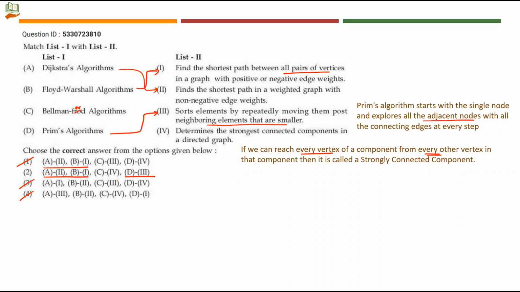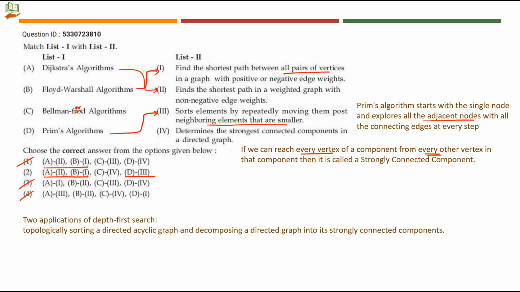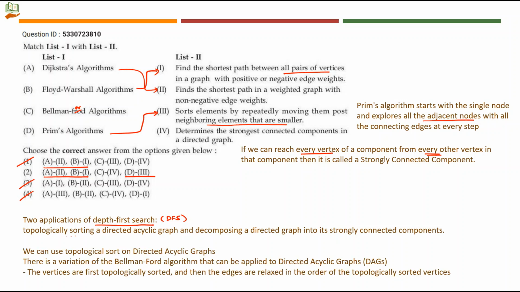Now there are arguments stating that strongly connected components is an application of the depth first search algorithm and not the Bellman-Ford algorithm. Yes, it is true. Depth first search has 2 applications: one is topological sorting of a directed acyclic graph, and the other is decomposing a directed graph into its strongly connected components. So this is where we use DFS. Topological sorting is actually connected to the Bellman-Ford algorithm. We can use topological sort on a directed acyclic graph. This is what we are inferring from here.